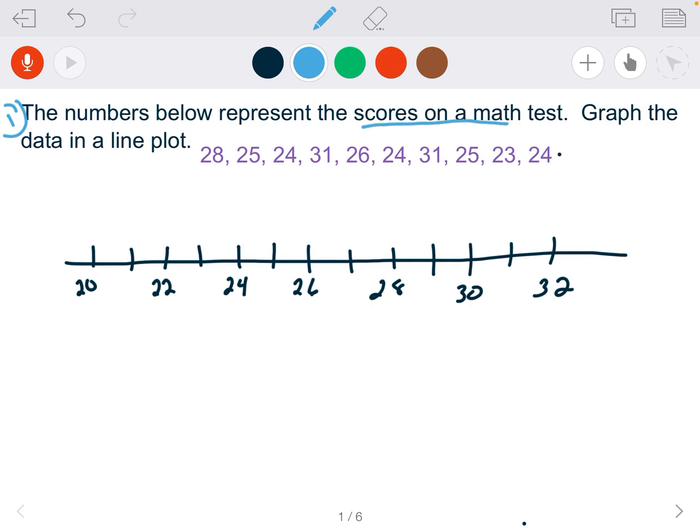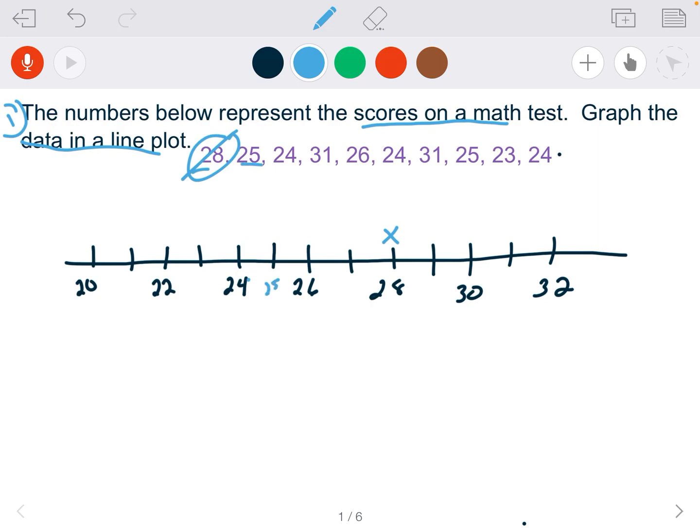But anyway, the numbers below represent the scores on a math test. Graph the data on a line plot. Well, here's the data in purple, right? So all I'm going to do is put an X over every number. So I've got a number line listed here, and I'm looking for the number 28. I put an X over it. I'm going to cross it off so I know that I did it.